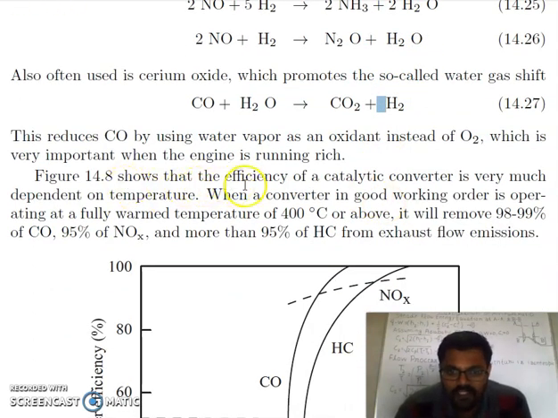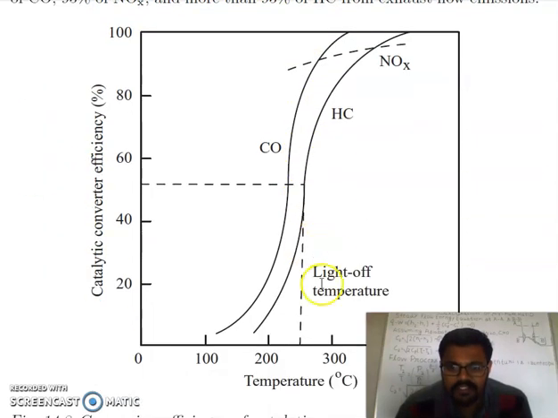So figure 14.8 shows the efficiency of a catalytic converter is very much dependent on temperature. When the converter is in good working order and operational at a fully warm temperature of 460 and above, it will remove 98 to 99% of carbon monoxide, 95% of nitrogen oxides and more than 95% of hydrocarbons. You can see in this figure, this side you have temperature, this is catalytic converter efficiency. At 100 or 200 degrees Celsius, there is hardly any efficiency of the catalytic converter, meaning it won't be able to convert the carbon monoxide, hydrocarbon and nitrogen oxide.